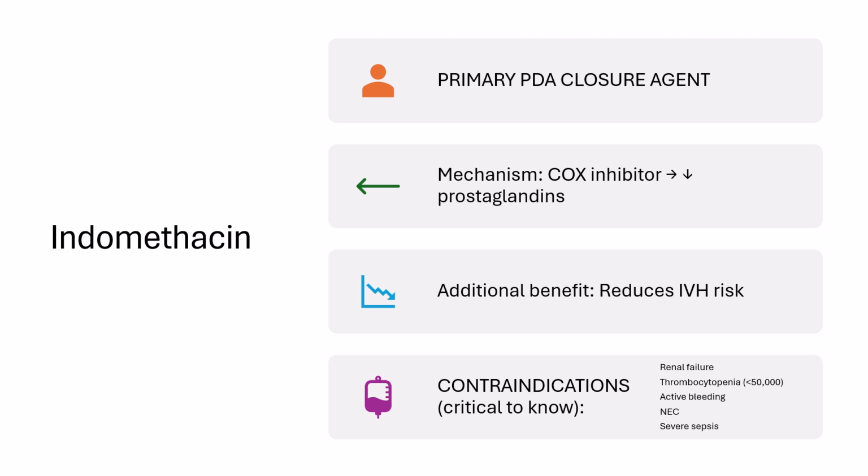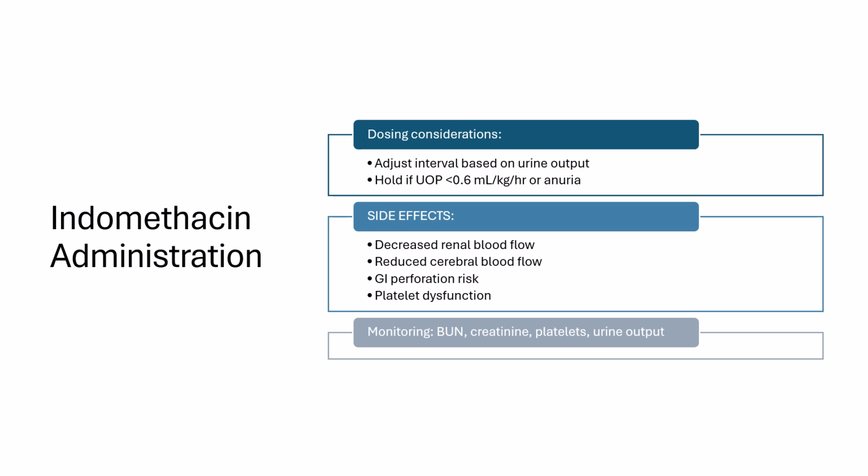The typical dosing is 0.1 to 0.2 per dose for 3 doses, but the specific regimen depends on age and weight. This drug works well, but comes with significant side effect concerns. The details of Indomethacin administration are highly testable, specifically when to stop treatment because of side effects. One key point is adjusting the dosing interval based on urine output. If urine output is less than 0.6, or if anuria develops, you should hold the dose.